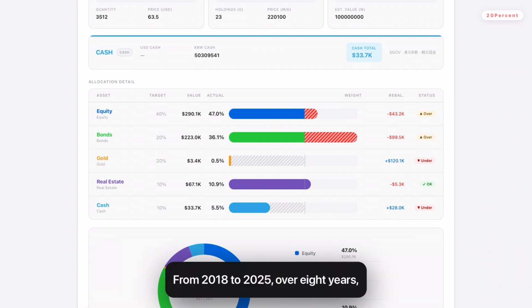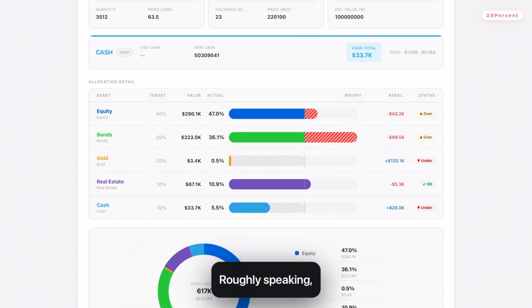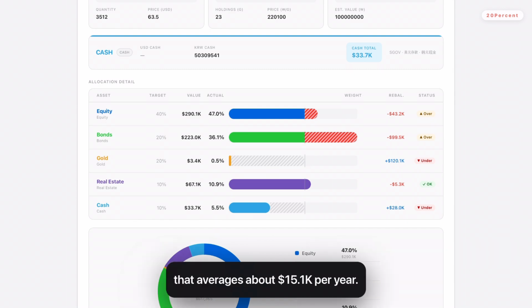Let's start with the result. From 2018 to 2025, over 8 years, my total contributions were about $121.1 thousand. Roughly speaking, that averages about $15.1 thousand per year.